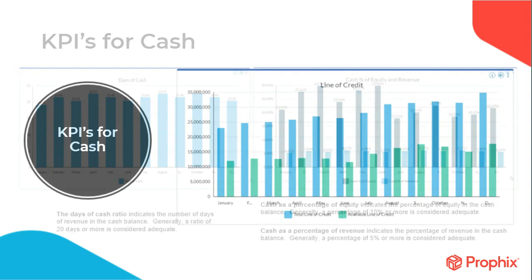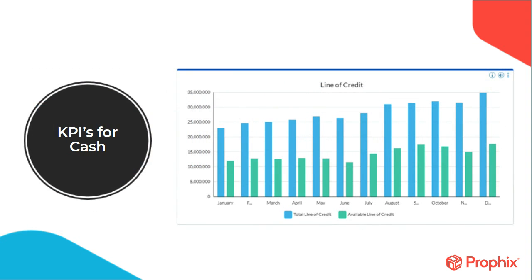And then, do you have a line of credit to help you fund down times? And if so, how much do you have available on it? You should be tracking this all the time. If it's maxed out already and you only have 20 days of cash on hand, then you're going to have a problem with cash flow.